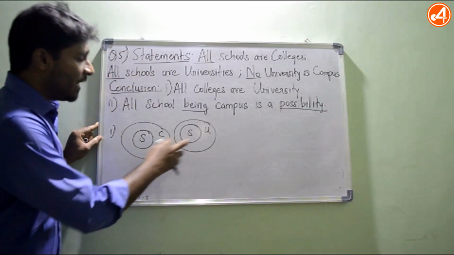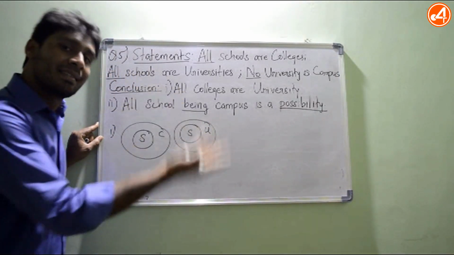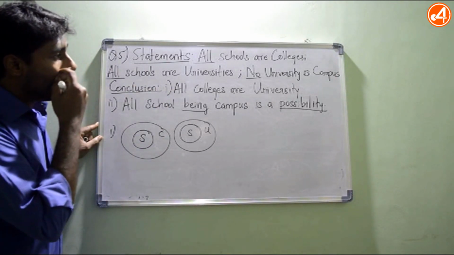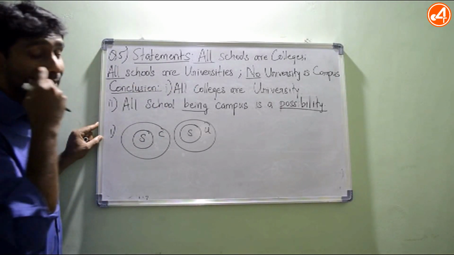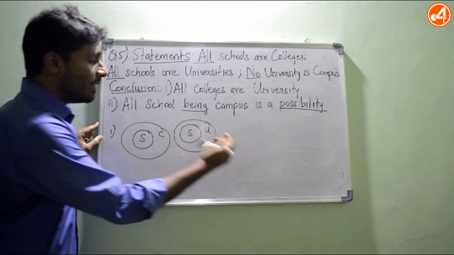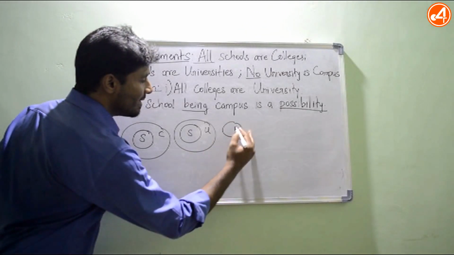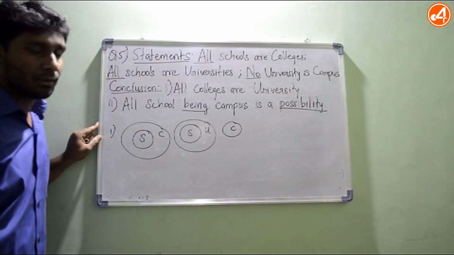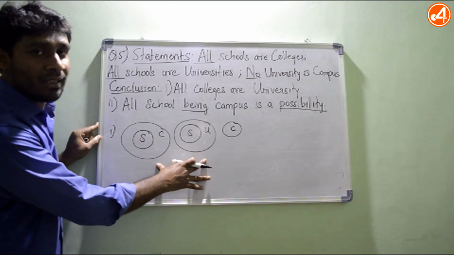And these colleges and university can be connected in the second diagram onwards. Again, the third one: no university is campus. So again, no university is campus means no university is campus. So I can draw campus in the second as a third circle. That's it. So this is my first circle for the given statements.